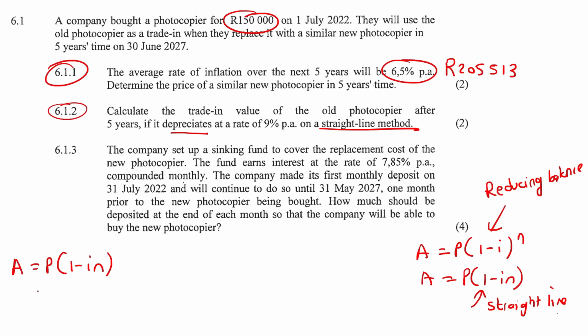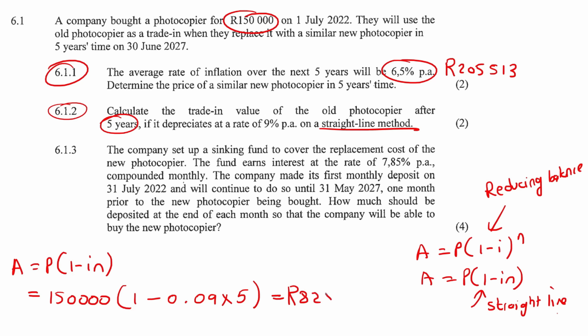And so that's going to be equal to 150,000, because that's what the laptop costs in 2022. And then it's going to depreciate at 9%. It's not per month. You just say 9%. You don't say divide by 12 because it's not compounded monthly. And then you're going to multiply it by the number of years, which is also 5. And that'll give us, the minus is what makes the value go down, 82,500 Rand. Okay, so this is what a new one would cost in 2027, and this is what the old one will be worth. So they can sell this one for 82,500.